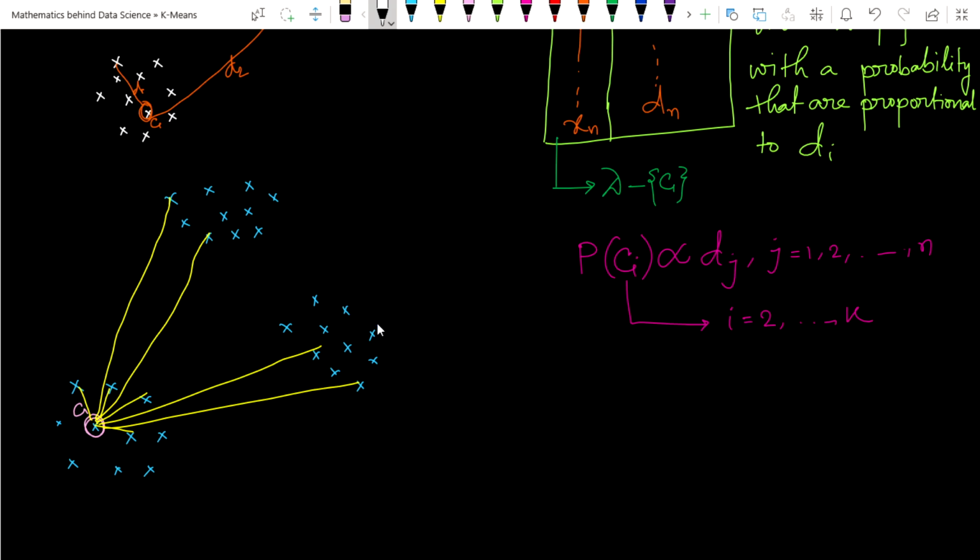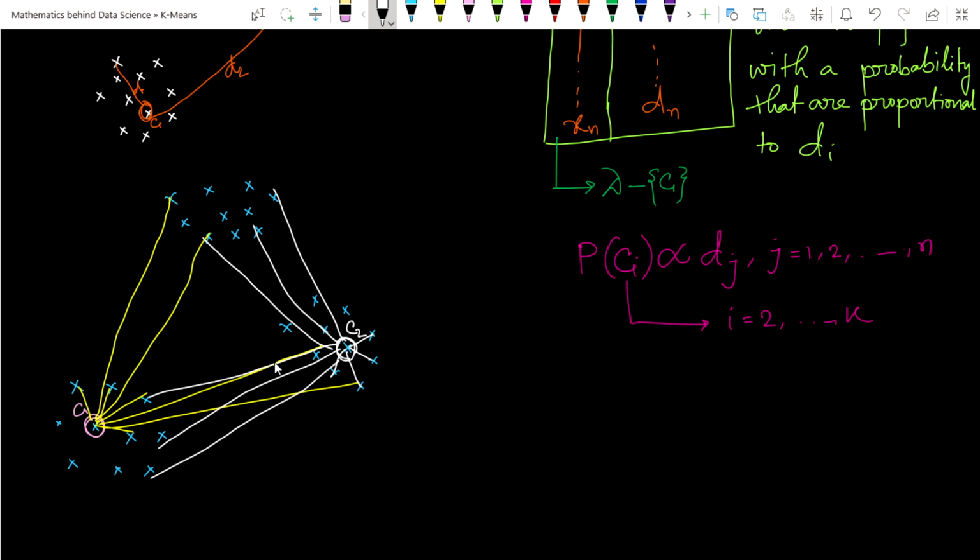Suppose the next centroid that we have picked is here, because the chances of picking are mostly in these regions. Let's call it C2. And in the same way, now you have to calculate the distances from here to here, here to here, and so on.